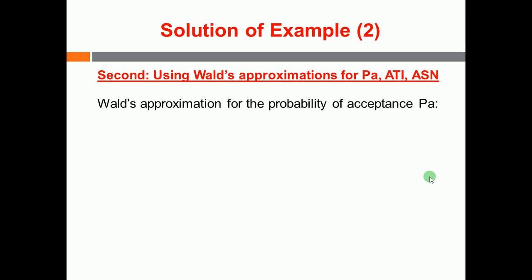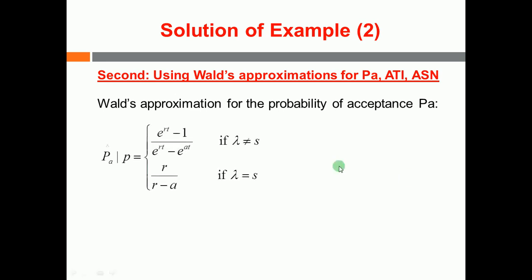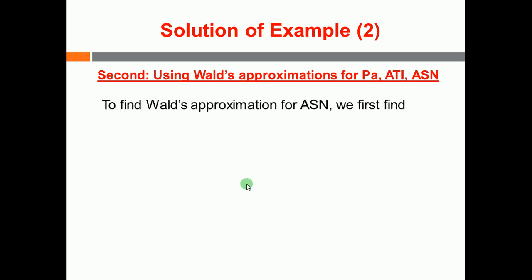The general approximation of the probability of acceptance provided by Wald depends on this. So I can deduce that the probability of acceptance would be given by this formula if lambda is not equal to S, the case where the expectation of zi is not equal to 0, or it would be equal to R over R minus A if lambda is equal to S. Okay. The AOQ of course is P times PA.